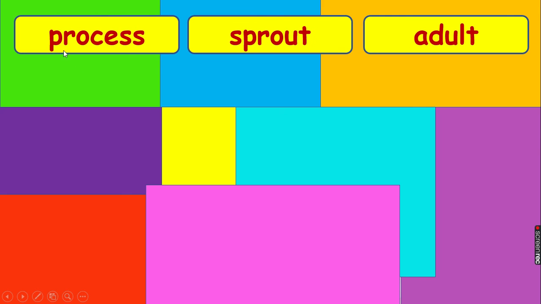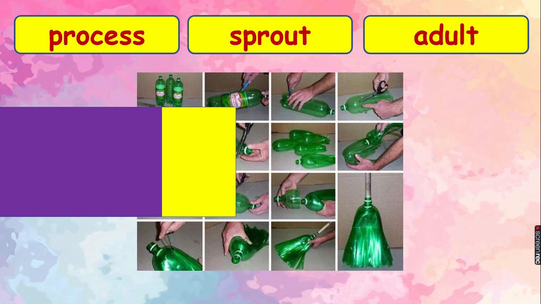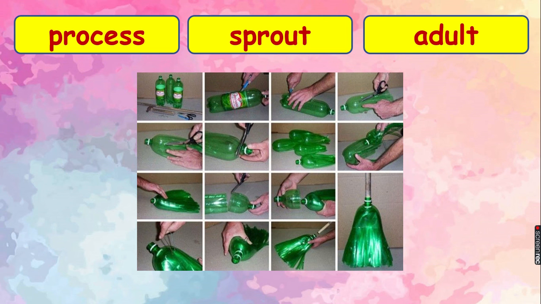Now let's move on to the next one. Let's read those words first. Process, process. Sprout, sprout. Adult, adult. See, I changed the way I pronounce adult. I was so used to saying adult. I mean, that's fine too. Process, sprout, adult. Which one is it? Can you guess? Are you saying your answers now? That's right. It's a process.